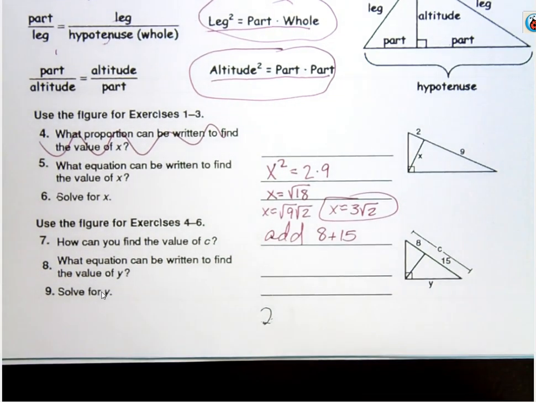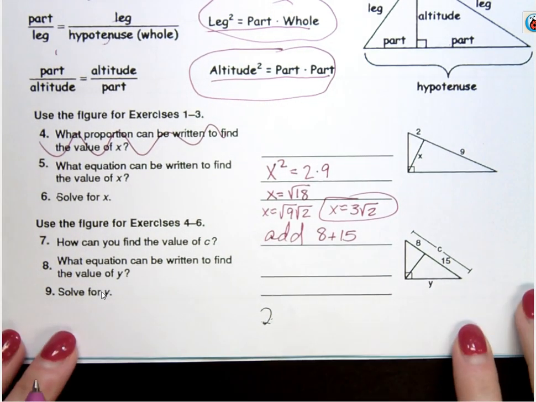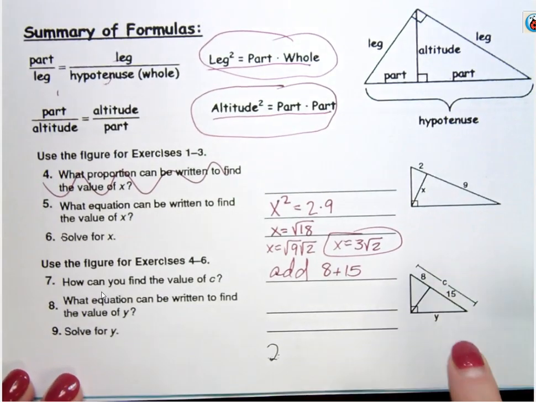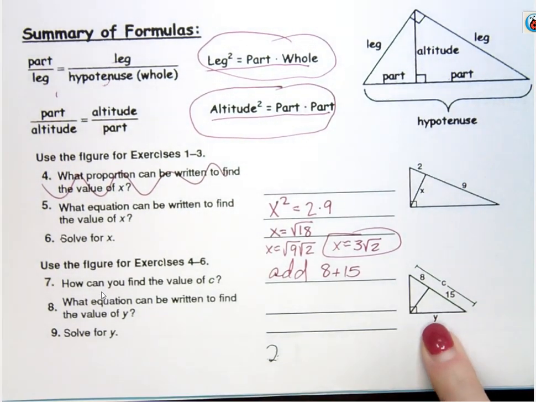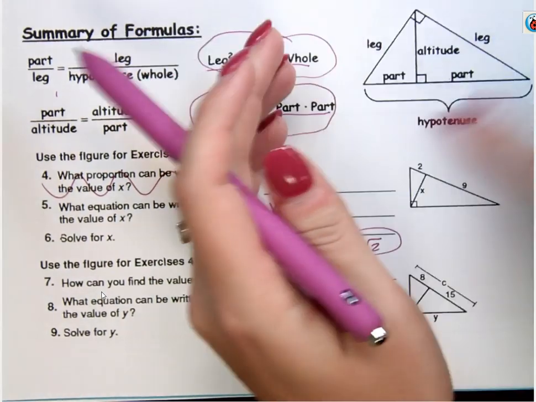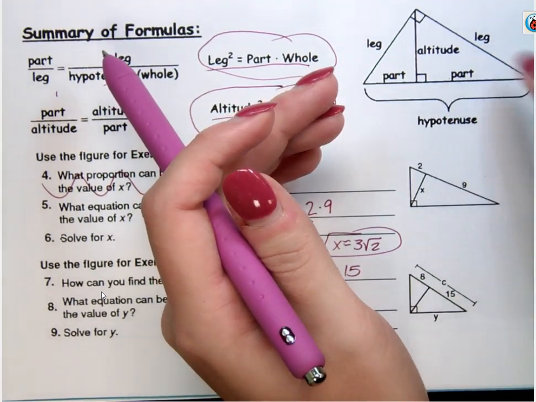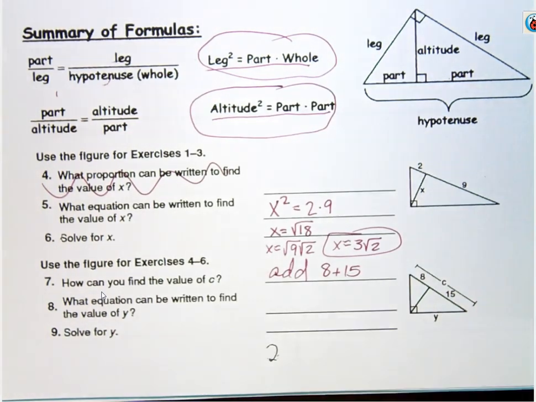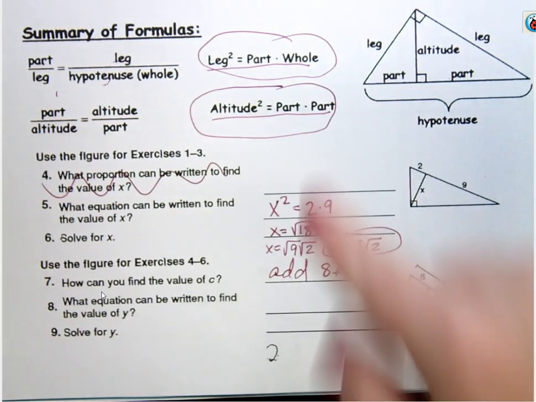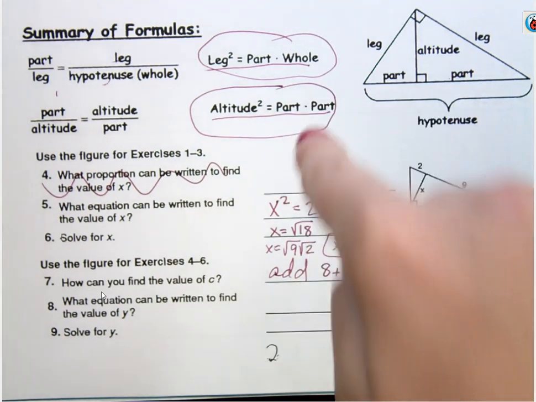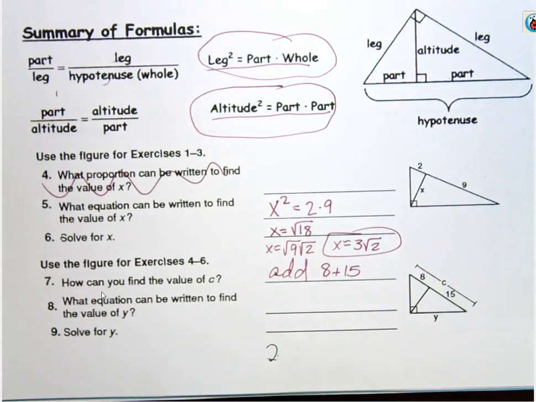An equation that can be written to find the value of y. Alrighty, we need to find the value of y. What the heck is y? If we look up here, which one of these 4 words is it? It's a leg. So we need to use the equation that says the word leg. Doesn't that make sense? Okay. Yes.